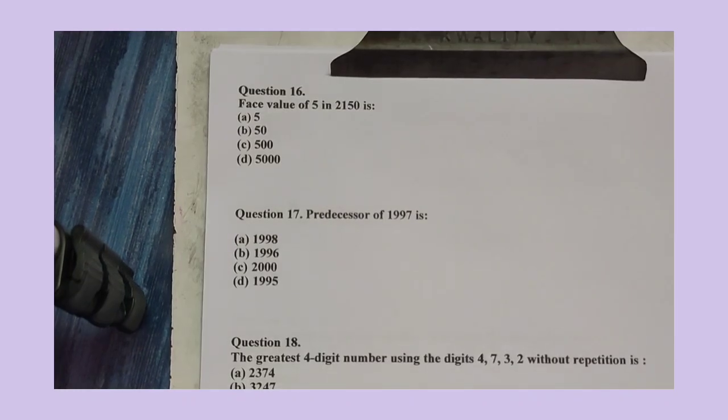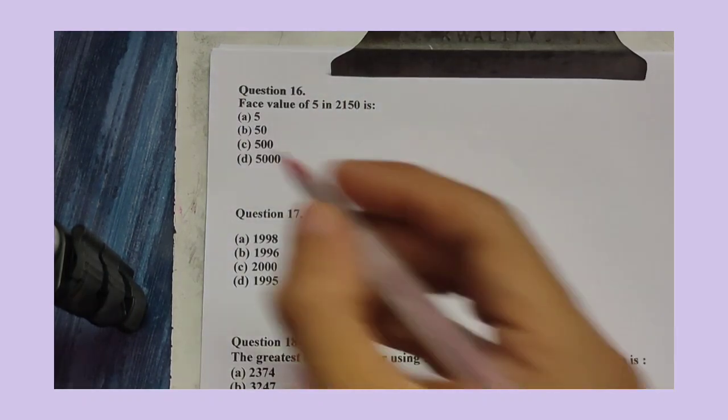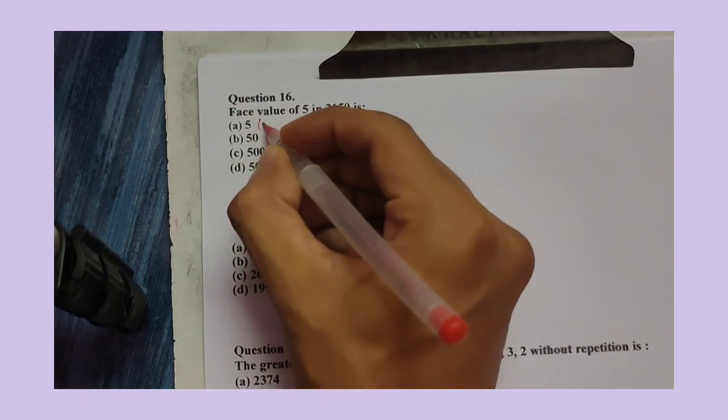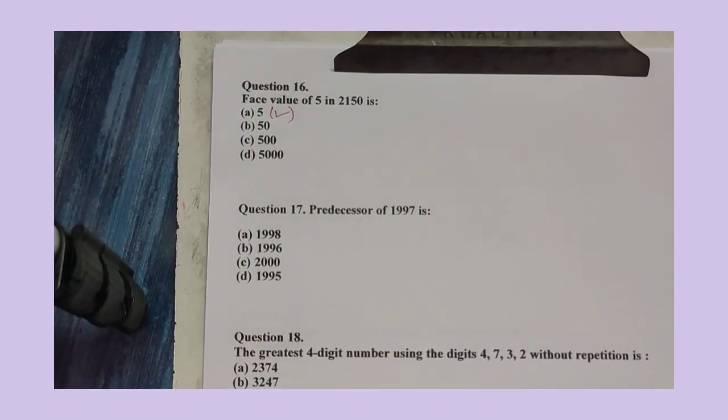Moving with question number 16. Face value of 5 in 150 is. See, they have asked the face value, so we have no need to solve the question. We have the answer. As I have already said, face value means the value of the number itself. So the face value of 5 will be 5 itself. So option A will be the correct answer. If they had asked for the place value, then we would have to arrange the number in the place value chart, but they have asked for face value.